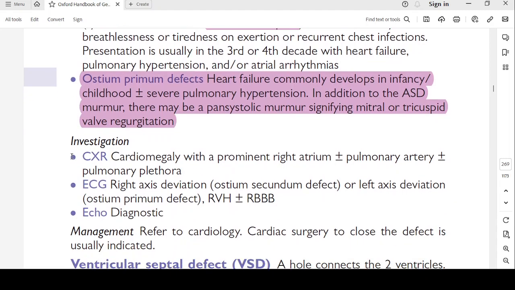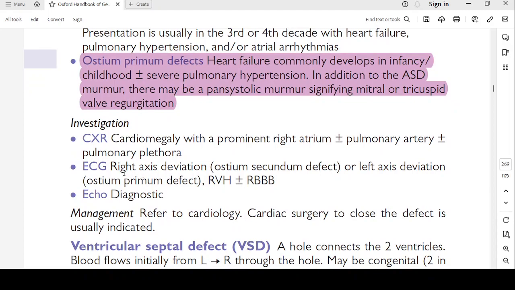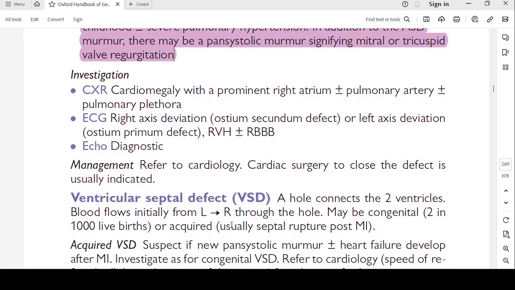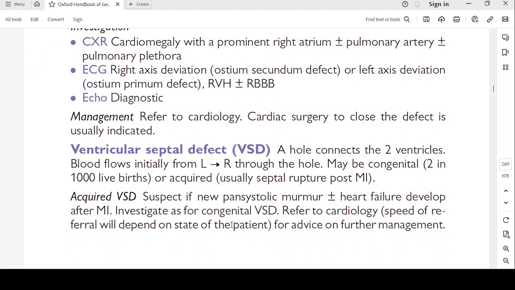Investigation. Chest X-ray: cardiomegaly with a prominent right atrium, plus or minus prominent pulmonary artery, plus or minus pulmonary plethora. ECG: there will be a right axis deviation in ostium secundum defects or left axis deviation in ostium primum defects. Right ventricular hypertrophy plus or minus right bundle branch block is present. Echo is diagnostic. Management: refer to cardiology. Cardiac surgery to close the defect is usually indicated.